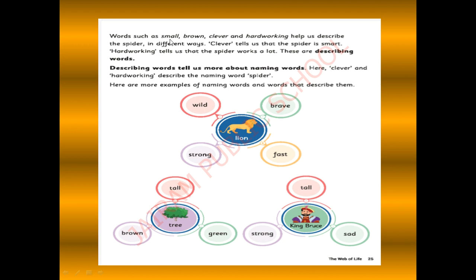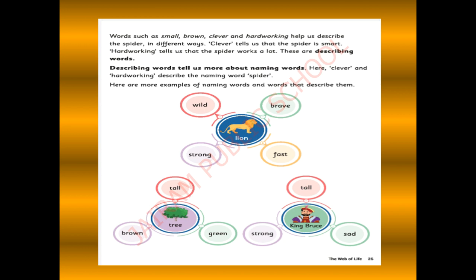Words such as small, brown, clever and hard-working help us describe the spider in different ways. Clever tells us that the spider is smart. Hard-working tells us that the spider works a lot. These are describing words. Okay, before reading this, you just turn to page number 24.